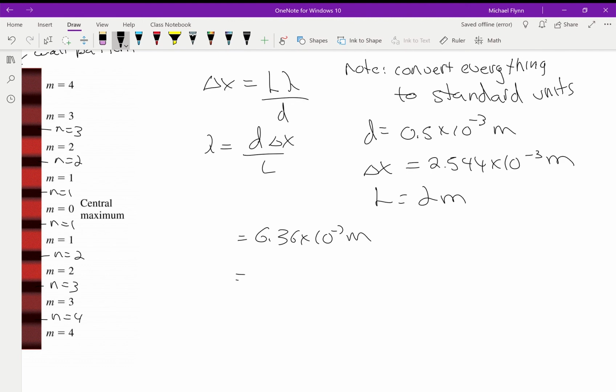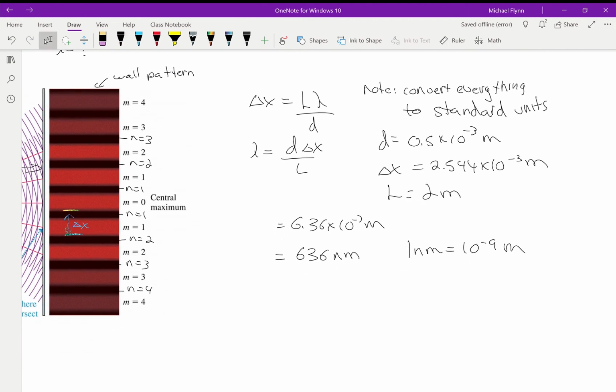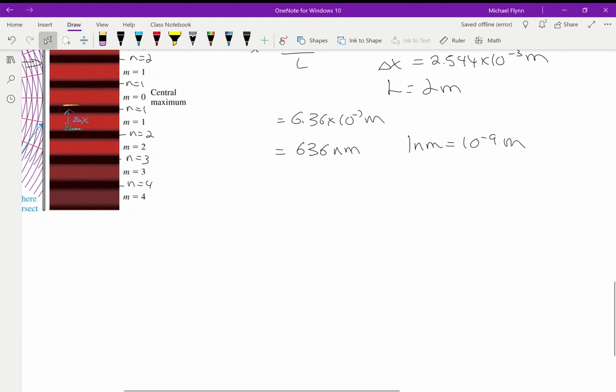Now, I'm going to convert that into nanometers, which the textbook does very often. Okay, so this will be 636 nanometers. 1 nanometer equals 10 to the minus 9 meters. Okay, so 636 nanometers. That's red light. Amazing. Okay, so 636 nanometers is the wavelength of red light, of that red light anyway.